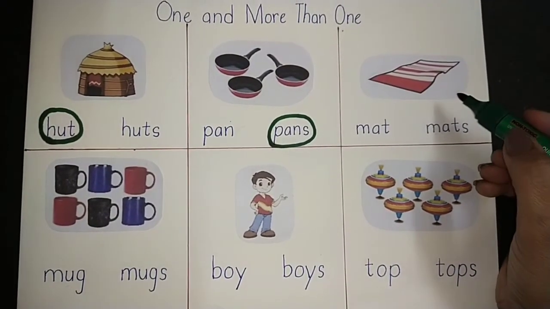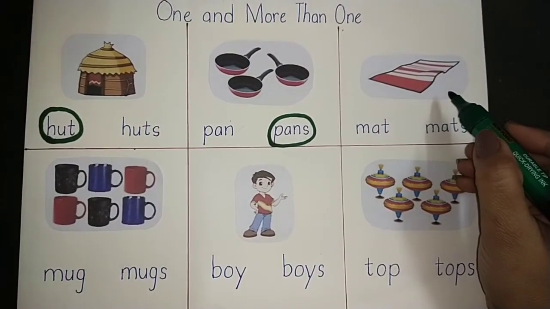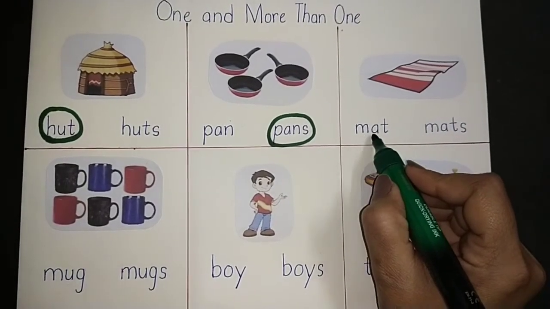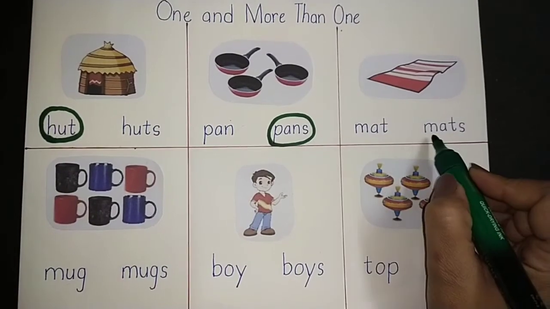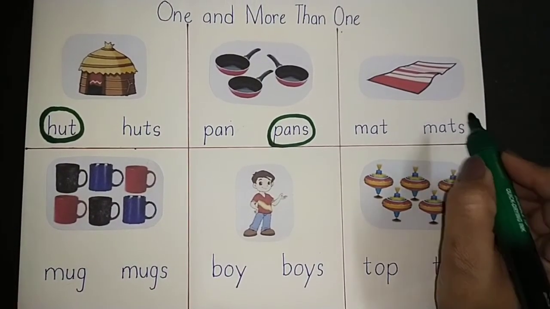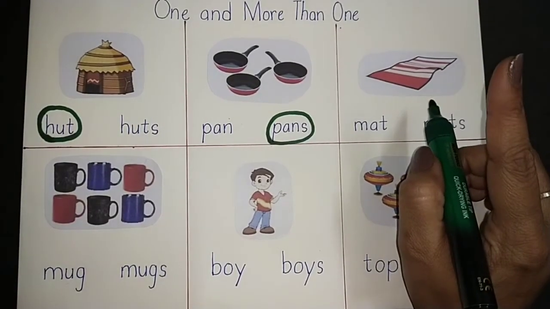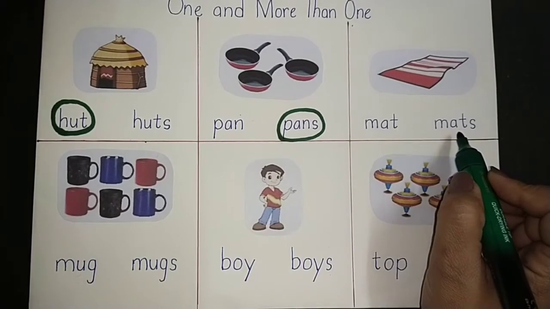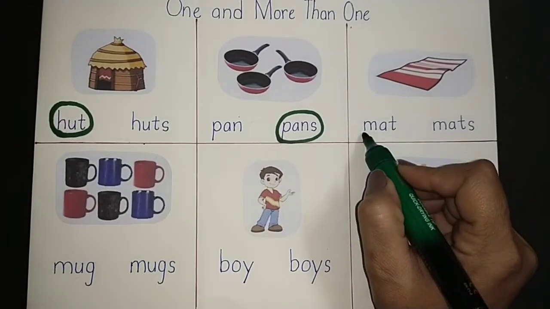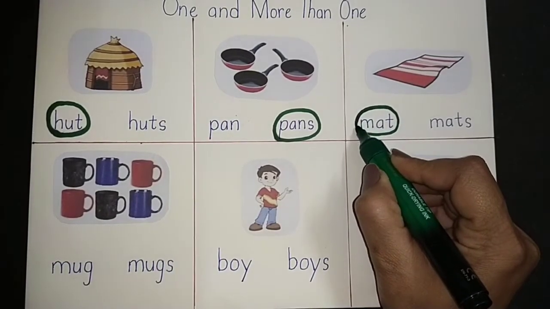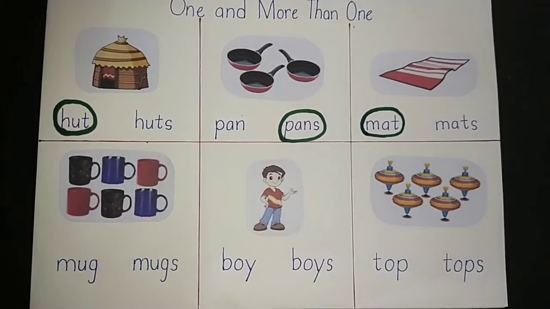Which picture is this? This is a mat. So now read the words M-A-T, mat, M-A-T-S, mats. There is only one mat. So which is the correct word? Mat or mats? Yes, M-A-T, mat. Because there is only one mat.